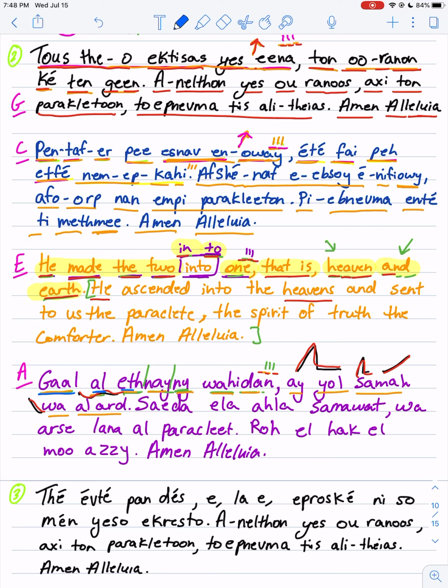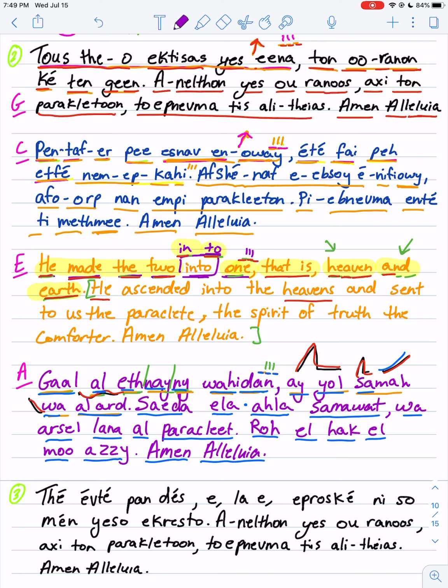جعل الاثنين واحدا أي السماء والأرض صاعدا إلى أعلى السماوات وأرسل لنا البراكليت روح الحق المؤسي. آمين. Alleluia. And there should be an L here.